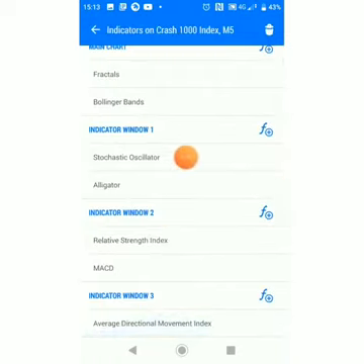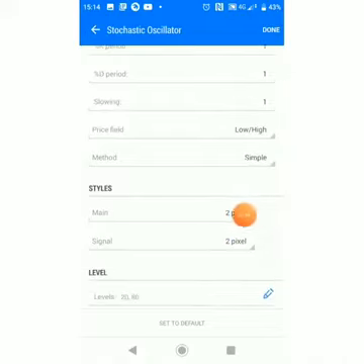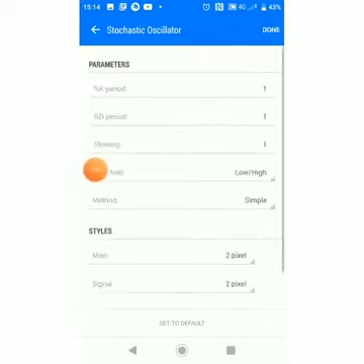First we have the stochastic oscillator, the alligator, the relative strength index, MACD, and the average directional movement index. Under the stochastic oscillator we have 1, 1, 1, low/high, method simple. For the main and signal, the colors are white, so it doesn't show at all. Then under the levels we have 20 and 80.